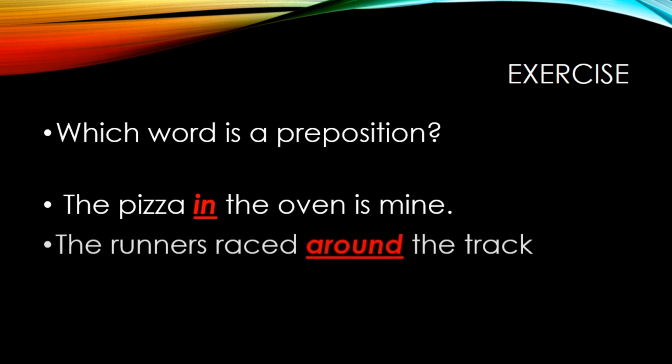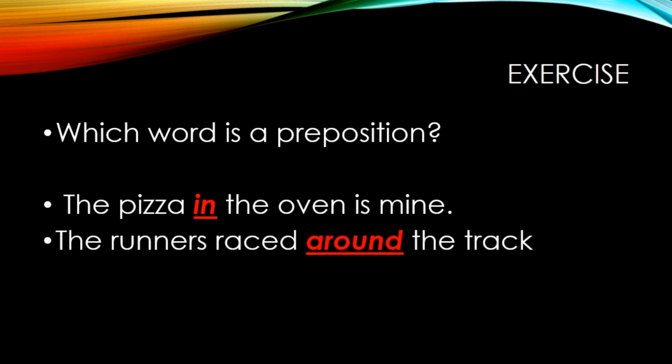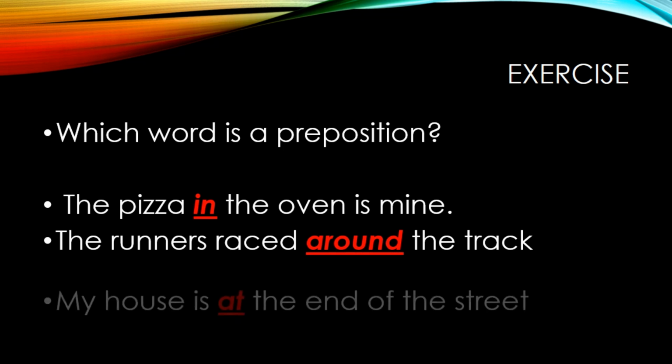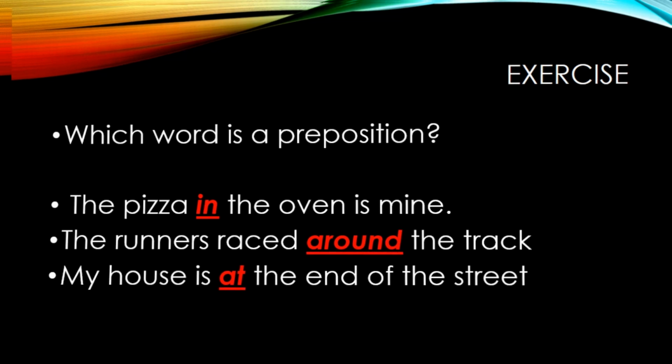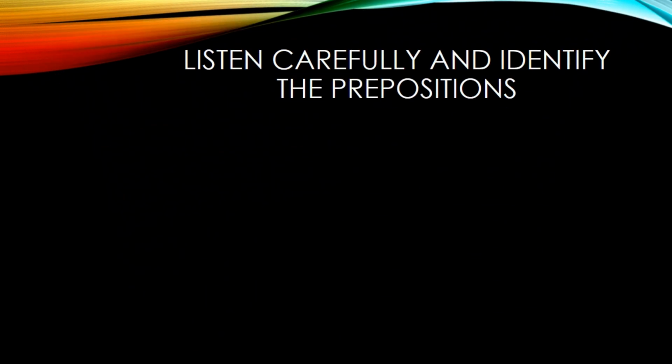In the second exercise, the runners raced around. So around is the preposition. Third, my house is at the end of the street. So at is the preposition. I hope by now you have understood what a preposition is. So we are going to do exercise I.